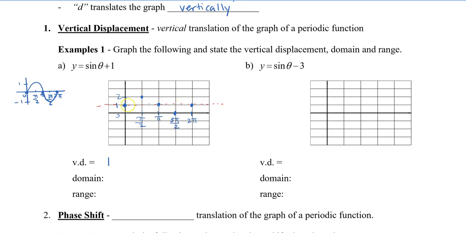So we're going to connect our 5 points in a nice curve. And this does keep going on. I've only drawn a part of it. So we say that the domain is all real numbers. And then the range, however, is not from negative 1 to 1, but from 0 to 2, since it's now shifted up by 1. All right, so you can try the other one on your own.